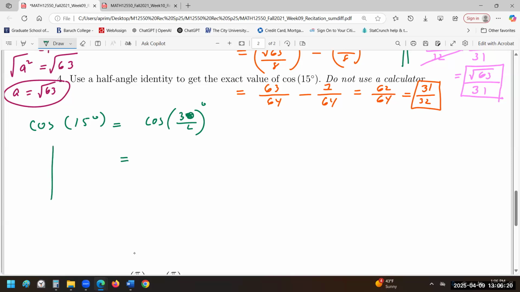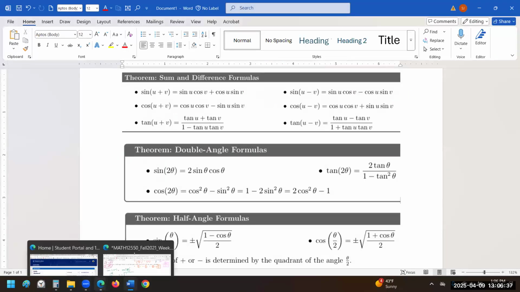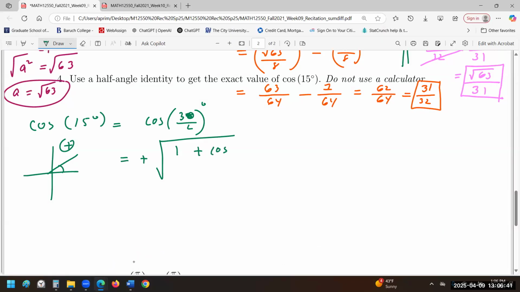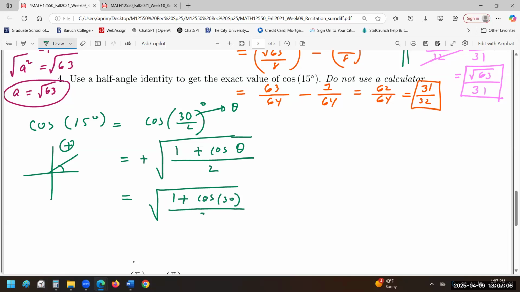so 15 degrees is in the first quadrant. In the first quadrant, is cosine positive or negative? Positive. So we are going to have positive square root of 1, I forgot, is it plus or minus? Cosine plus, 1 plus cosine of the full angle and then divided by 2. So this is half, so this is theta, the angle. Nice. So basically we have square root of 1 plus cosine 30 and then the result we divide by 2.